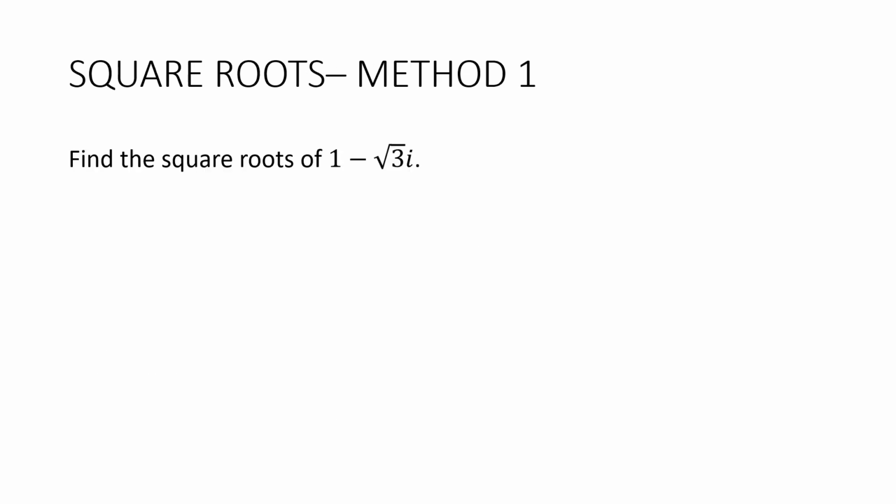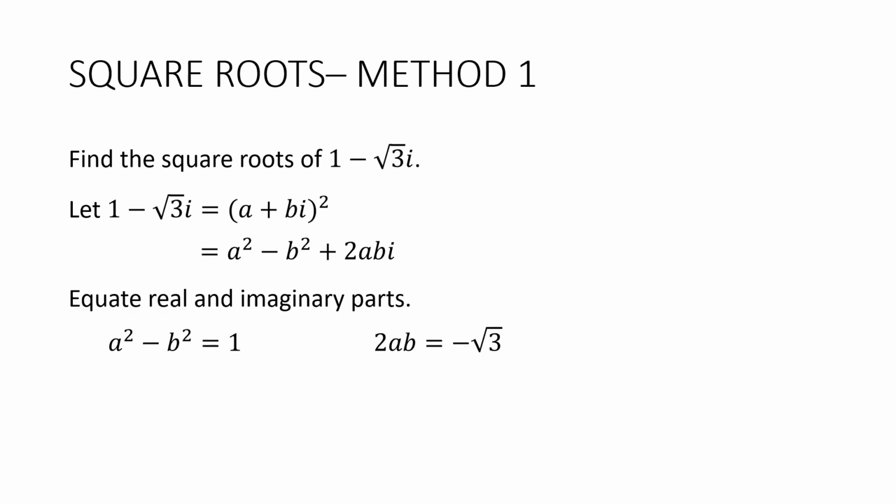So let's quickly review the first method we used for finding the square roots. Let's find the square roots of 1 - √3 i. So we're going to let 1 - √3 i equal (a + bi) all squared. Expanding that right-hand side out and equating real and imaginary parts, we get these two equations.